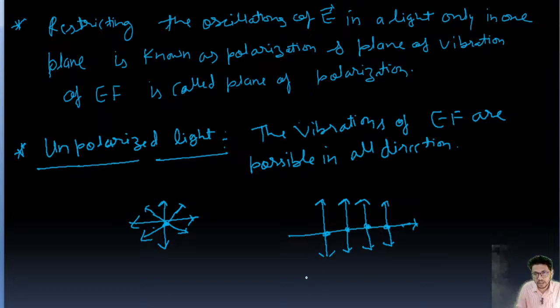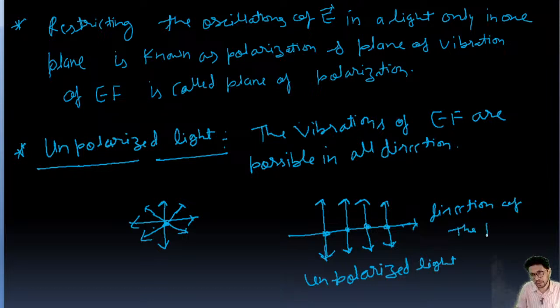So this is unpolarized light, you can see here, and this is the direction of propagation. It is denoted like this.